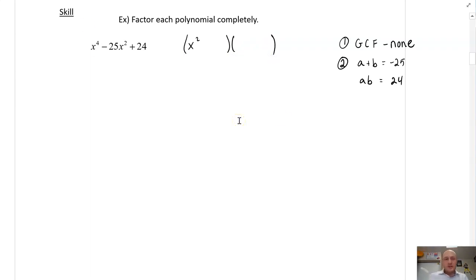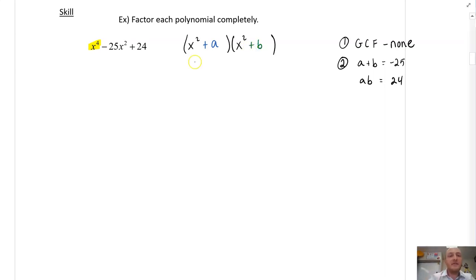So I need to split this, and it's going to be x squared and x squared. I know this is x squared because if I multiply these, they give me x to the fourth. So what you want to do is take your leading term and then take the square root of that. The square root of x to the fourth is x squared. So I want to factor these into x squared plus a and x squared plus b.